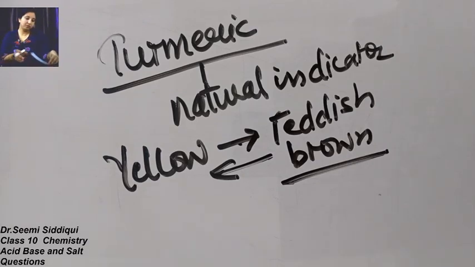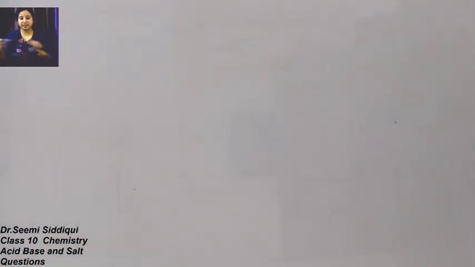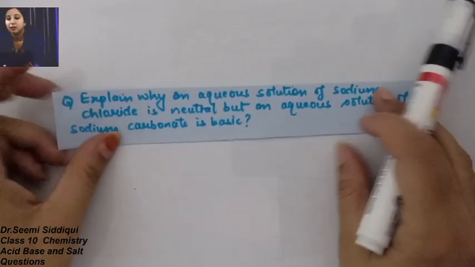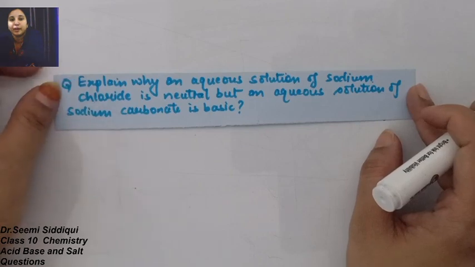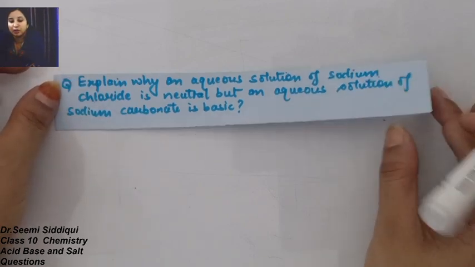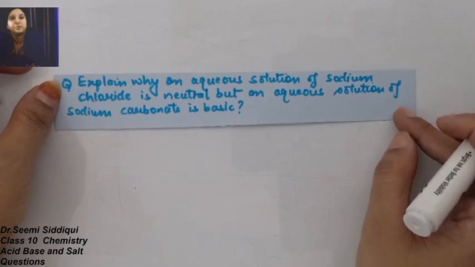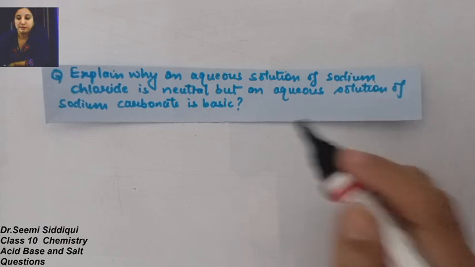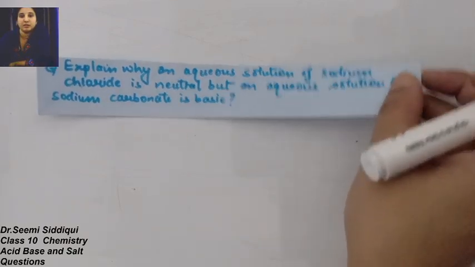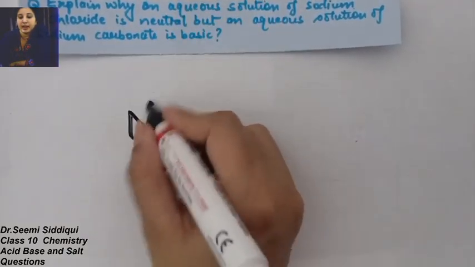Coming to the next question. The next question says, explain why an aqueous solution of sodium chloride is neutral but an aqueous solution of sodium carbonate is basic. Okay, now let's look over here. We say NaCl.